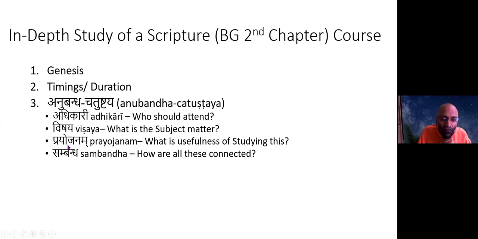Then the third aspect is prayojanam. What is the usefulness of studying this? One thing, if you study this course, you would clearly perceive a difference in the depth of your understanding using this approach versus if you were to simply study the English translation of a verse. In addition, when you read the commentaries or hear the teachings from other masters on Bhagavad-Gita, you would be able to comprehend and appreciate that aspect much better, including the metaphorical aspects.